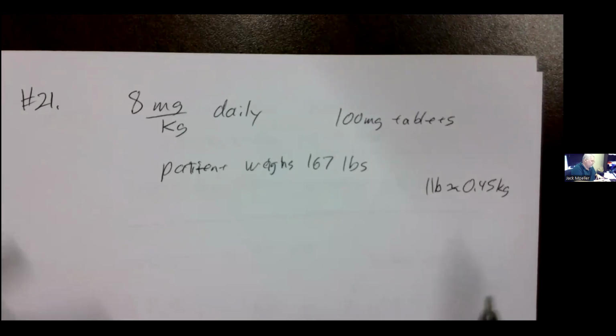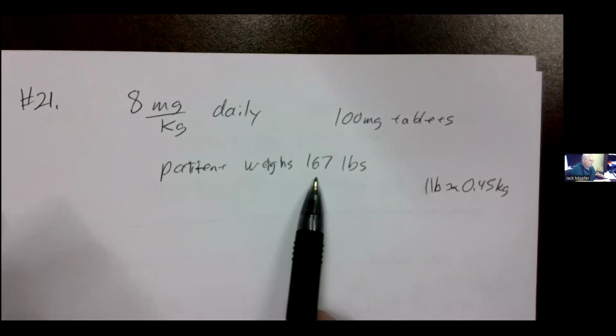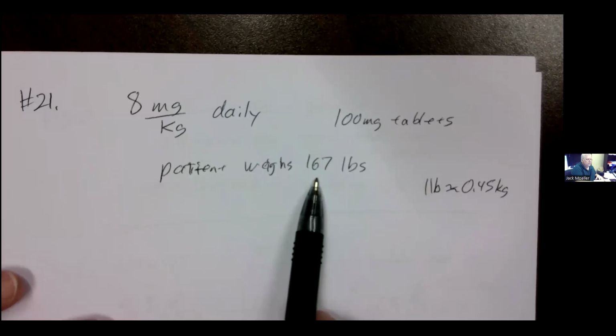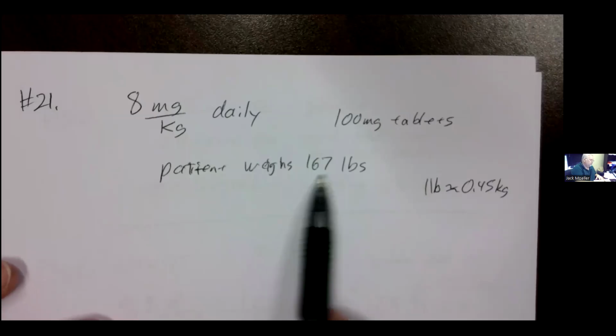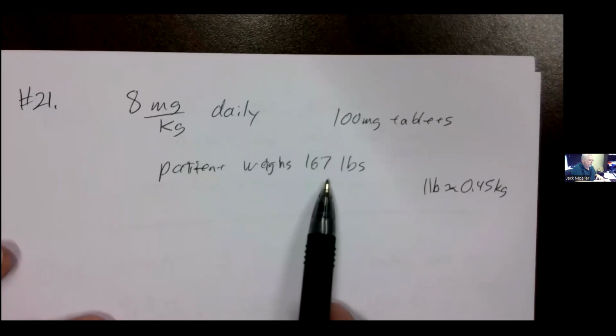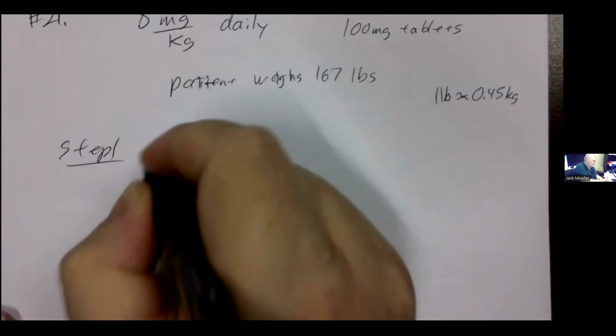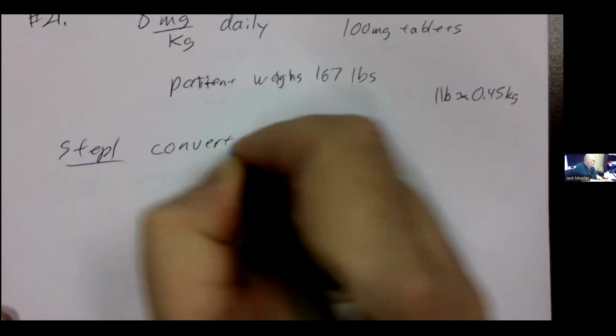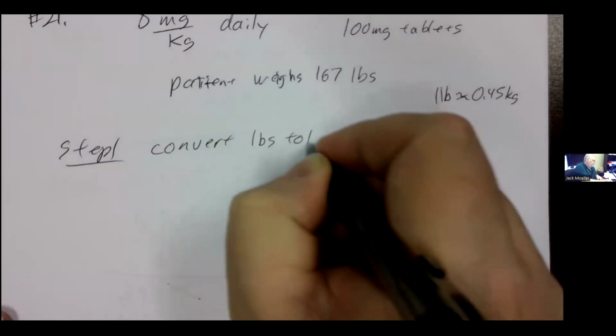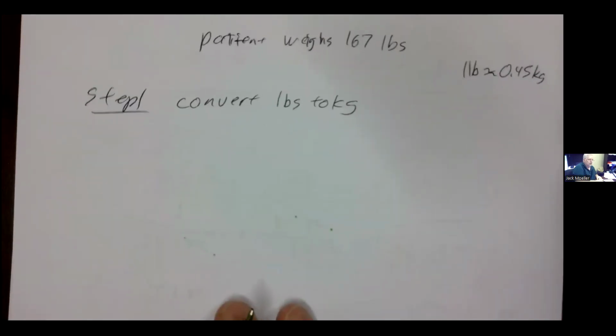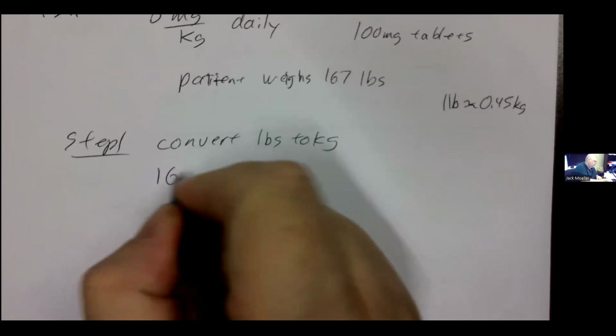I kind of know the first step is almost always, we use pounds, but medicine is in the metric system. So pretty much when you're doing these dosage calculation problems, the first step is almost always going to be to convert your pounds to kilograms. So this is just a straight conversion, we're talking about weight here.